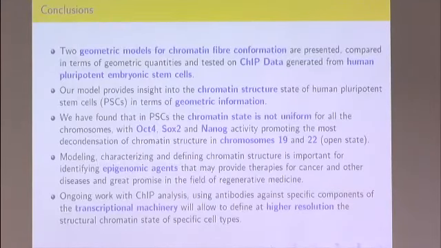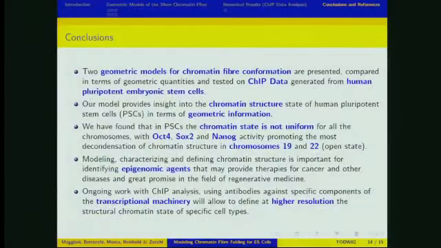So in conclusion, we have proposed two simple geometric models for chromatin fiber conformation, and we have tested them on ChIP data generated for pluripotent embryonic stem cells, and the model provided insights into the chromatin structure in terms of geometric information. In particular, the main result is that the chromatin state is not uniform, and the more decondensed chromatin structure by means of the transcription factors is obtained in chromosomes 19 and 22.